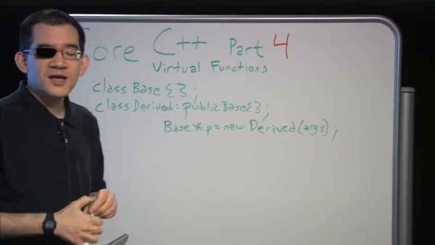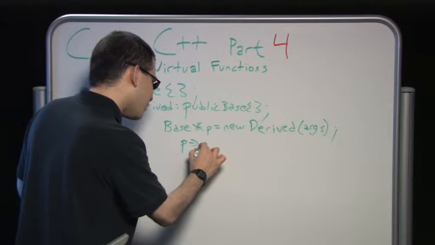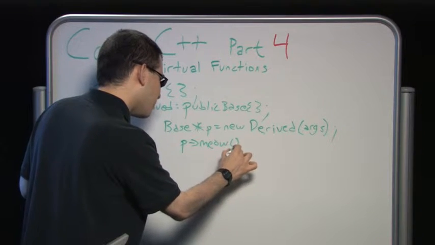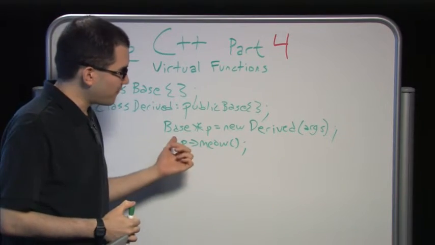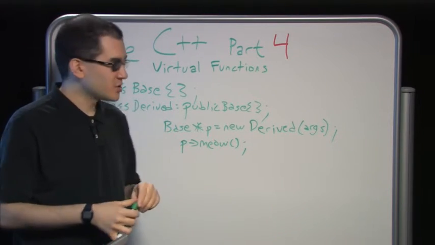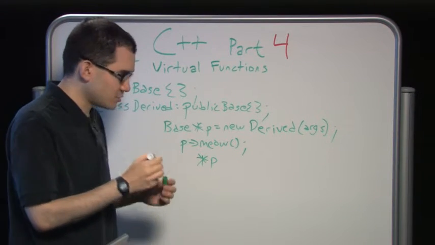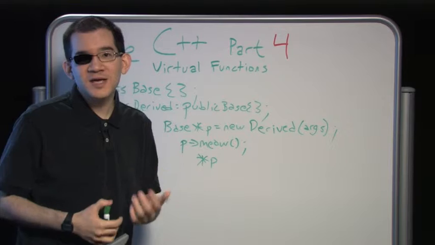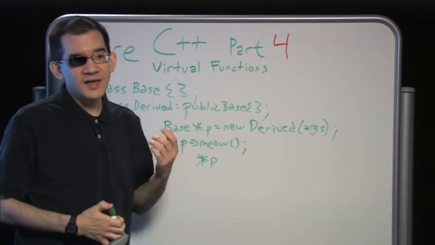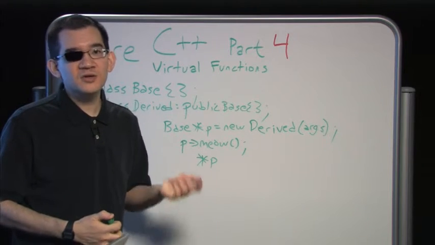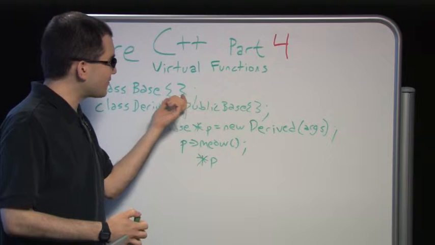So the standard has the notion that if I call something like p arrow meow, the so-called static type of p is base star. So the static type of deref p, here I'm just going to write an expression without actually doing anything with it, is base. And by static, the standard means that the compiler sees that deref p is a base, so you can only call things that are in the class definition.